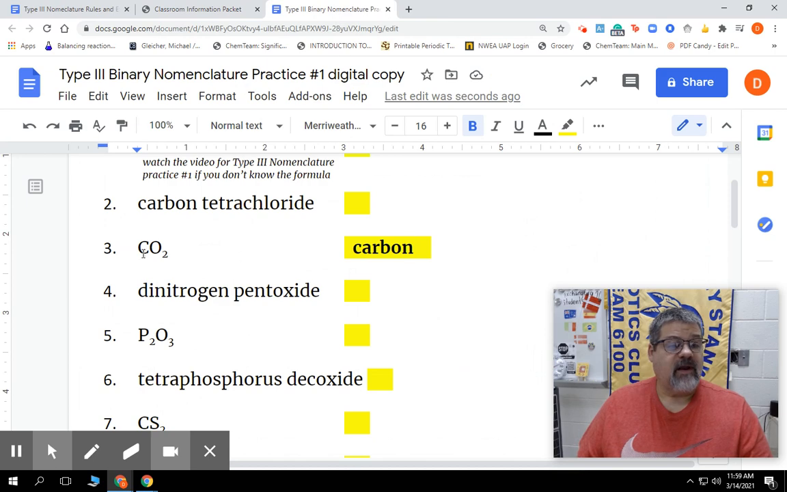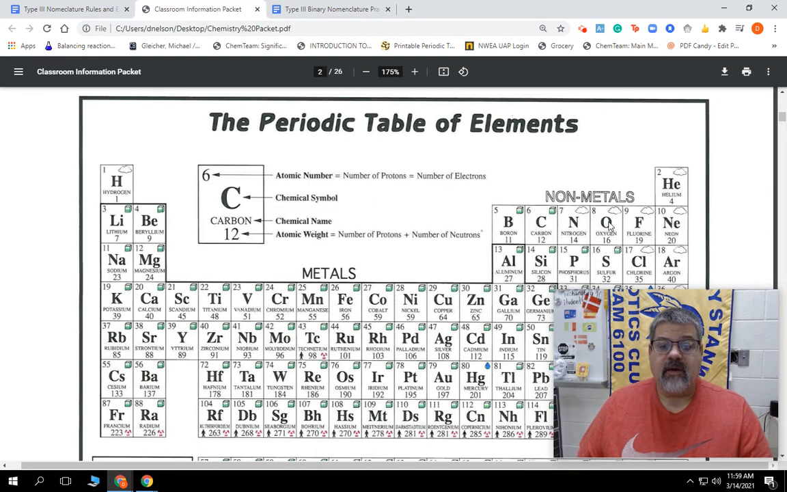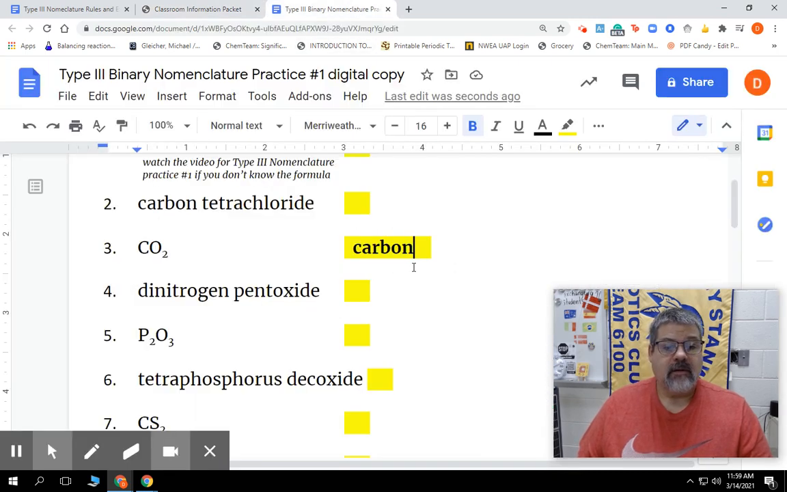So let's go back to our sheet. Now we have O2. Let's go back to our periodic table. O is for oxygen, so we're going to write down oxygen. But how many oxygens do we have? We have 2. So I'm going to write down oxygen, but remember we changed the ending to "ide," so that's going to be oxide. But we're not done because we have this 2 here.